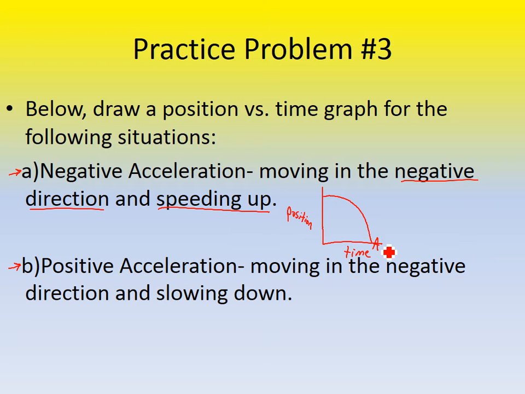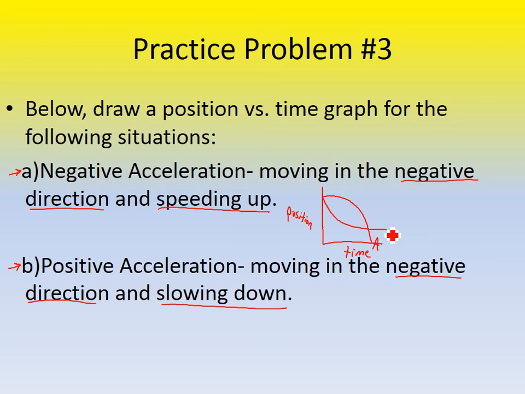Now let's do B. A positive acceleration, moving in the negative direction though, and slowing down. So again, are we going to have a positive or negative slope? We're moving in the negative direction, so it's going to have a negative velocity, and we're slowing down. So again, we've got to have negative slope. We're going to start here, but now we're going to kind of shallow out.